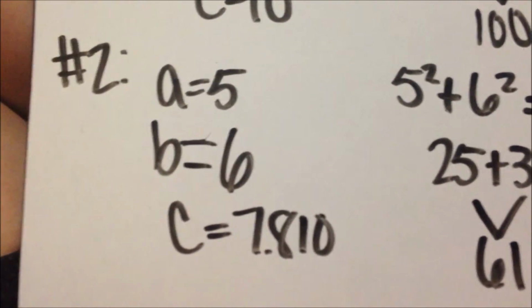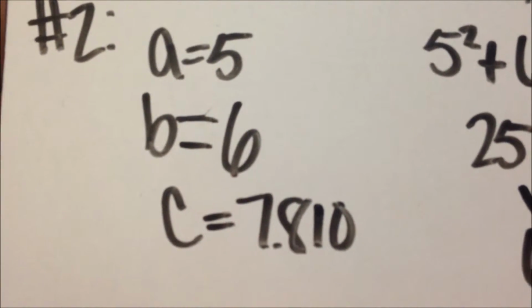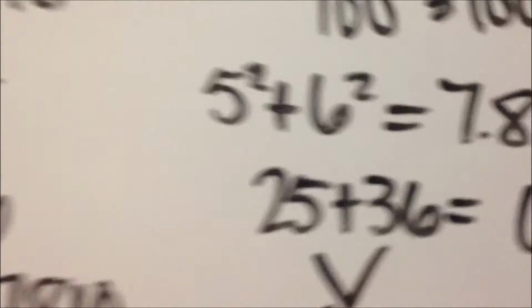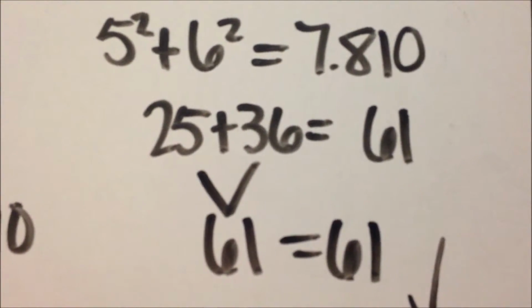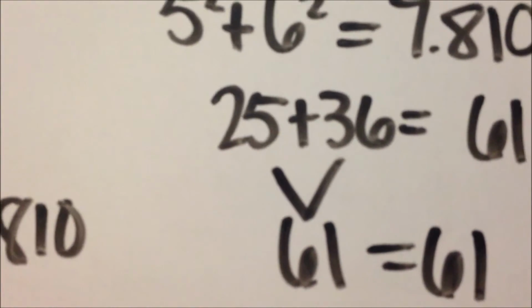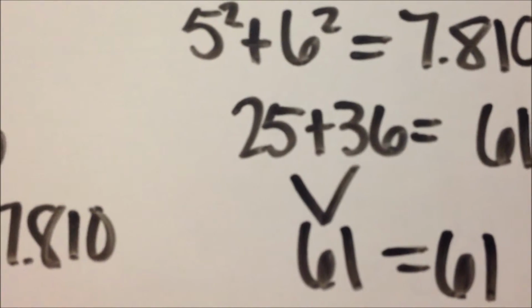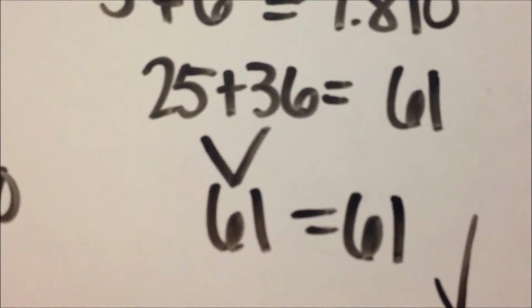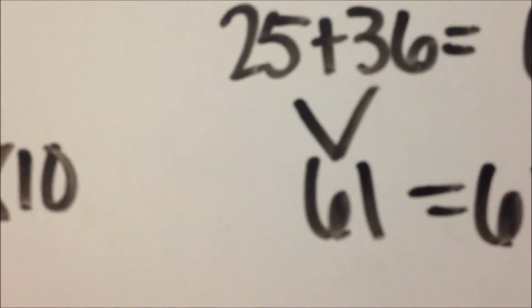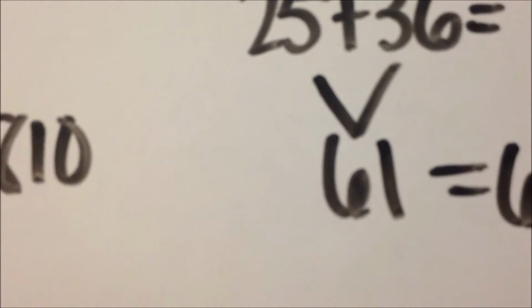Number 2, a is equal to 5, b is equal to 6, and c is equal to 7.81. Now, you set up the equation, 5 squared plus 6 squared equals 7.81 squared. Then you square all your variables to get 25 plus 36 is equal to 61. You then add 25 plus 36 to get 61. Then you know that 61 is equal to 61, showing that your answer is correct.